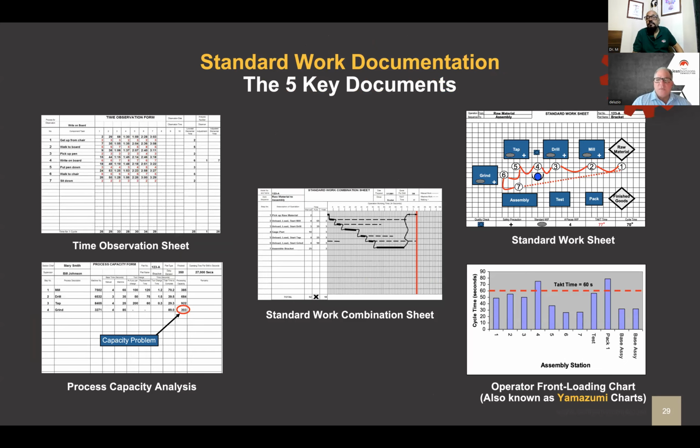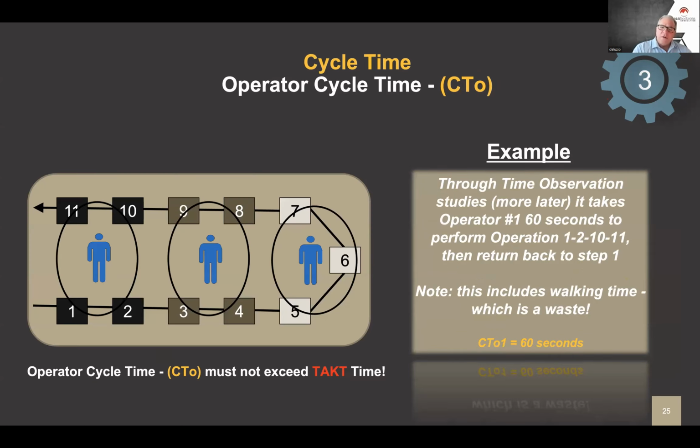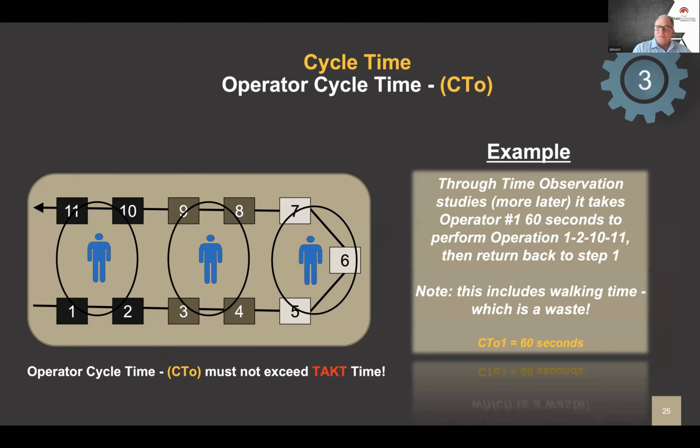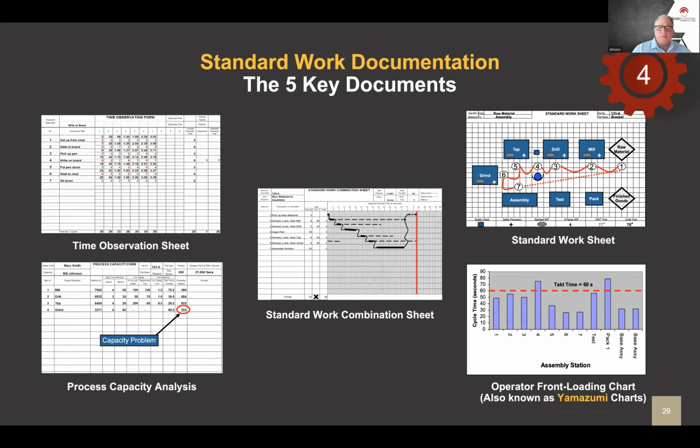Okay. Now that we know the difference between, go back to this slide here, operator cycle time, machine cycle time, and the processing cycle time, how do we use it? These are the 5 key documents that you use in the standard work analysis. And I will go as far as saying that if it's not documented, it's not a process.